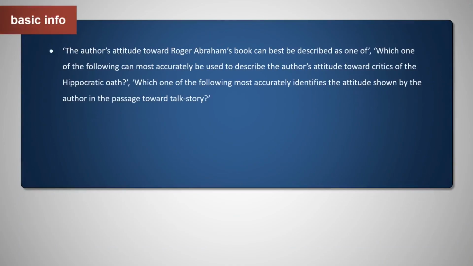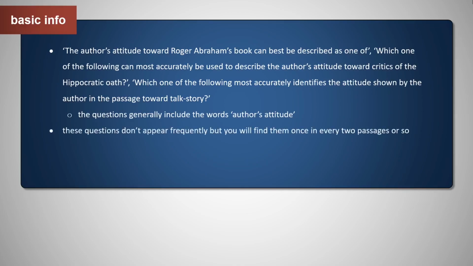Okay, in terms of the basic information, we see here some of the ways in which that can be phrased. The author's attitude toward Roger Abraham's book can best be described as one of, or which one of the following can most accurately be used to describe the author's attitude towards critics of the Hippocratic Oath, or which one of the following most accurately identifies the attitude shown by the author in the passage towards talk story. These are all pulled from actual passages, and as you can see, the questions generally include the words author's attitude. These questions don't appear that frequently, but you will find them every couple of passages. They range from specific to general, but they tend to be a bit more general.